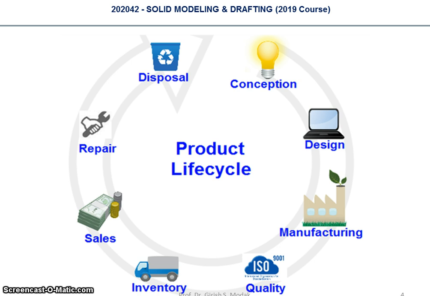To represent it in figures, you can say product life cycle passes through many steps: conception, then design, then manufacturing, then quality check, then inventory, that is storage, then sales and repair, maintenance, and finally disposal. So any product, you can imagine, passes through these standard steps.